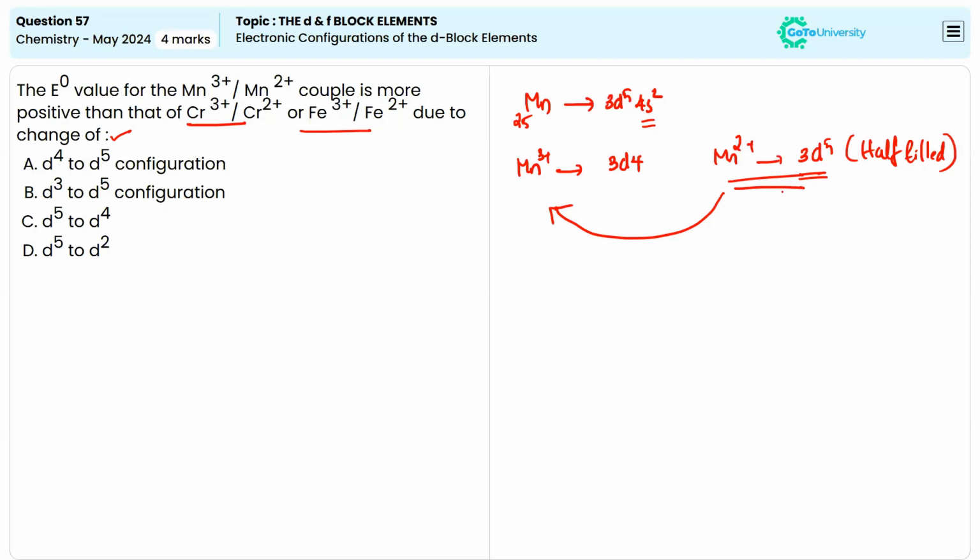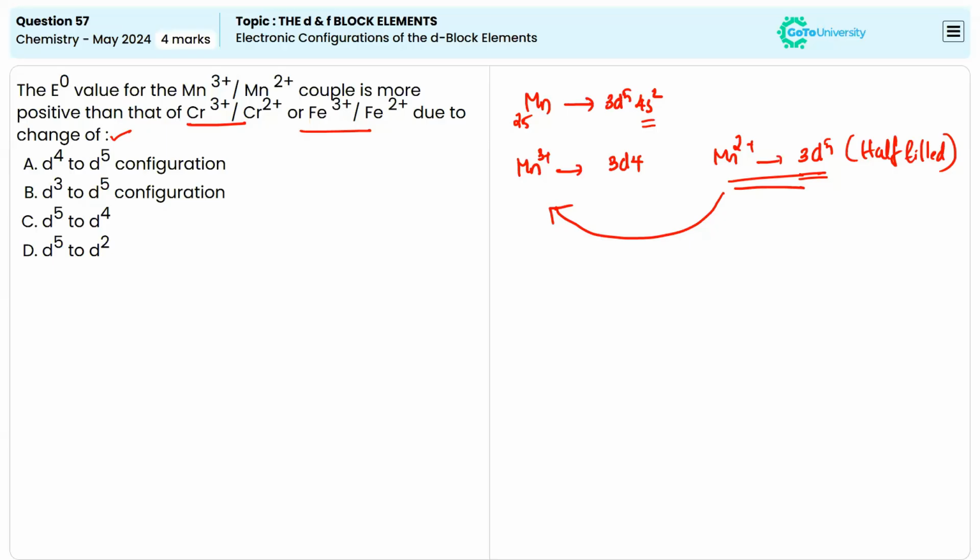No atoms will try to lose their stability, right? From the 3d5 configuration, they are not ready to change into 3d4. So here the third ionization energy will be very high, meaning we have to apply more energy to remove one more electron. So due to the d5 configuration of this Mn2+ ion, they have substantially high third ionization energy.